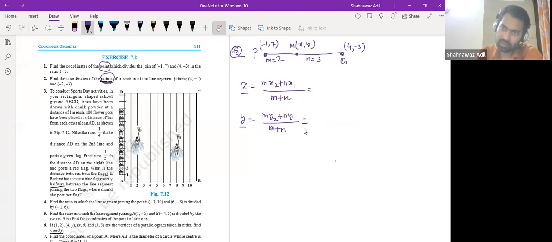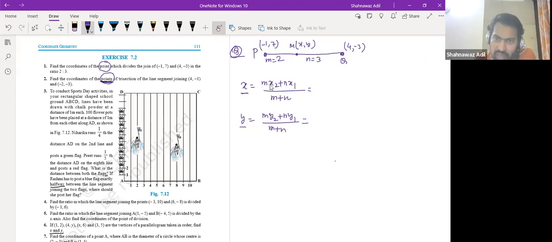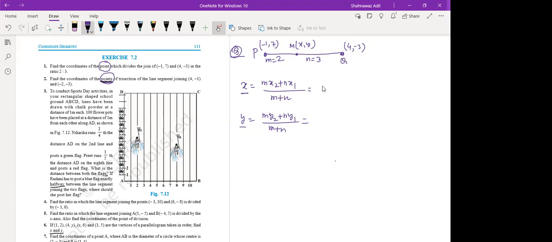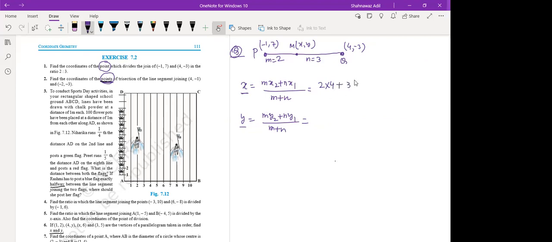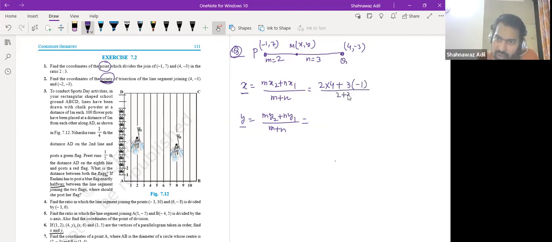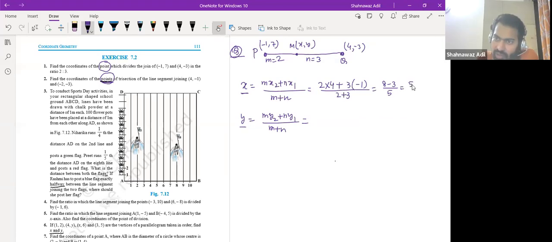I'm still doing it. Should we multiply m and x2? This is m into x2, right? So m is 2, x2 is 4, and then plus 3 into minus 1, divided by 2 plus 3. So this is 8 minus 3 divided by 5, which is 5 by 5, which is 1.